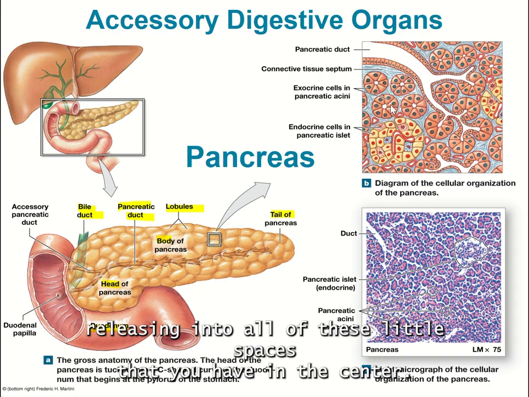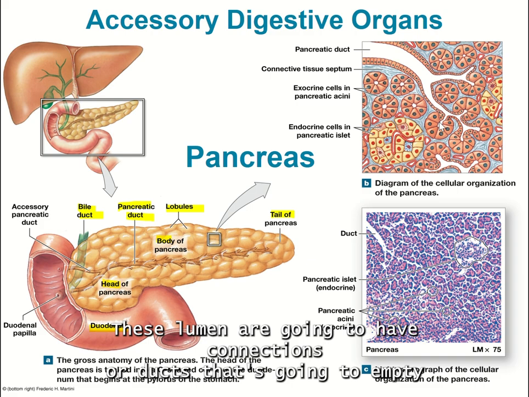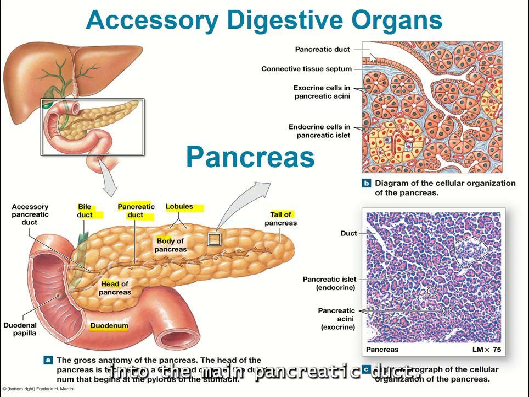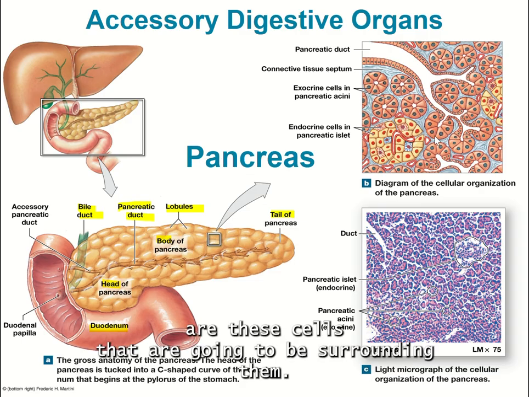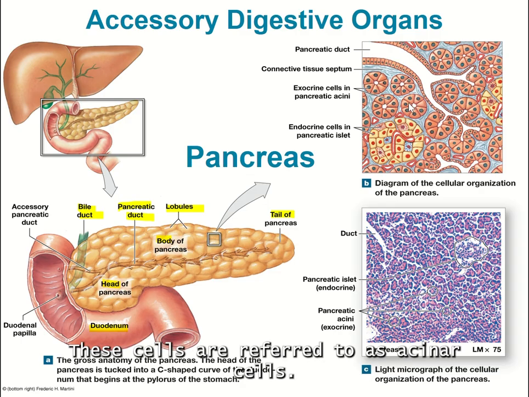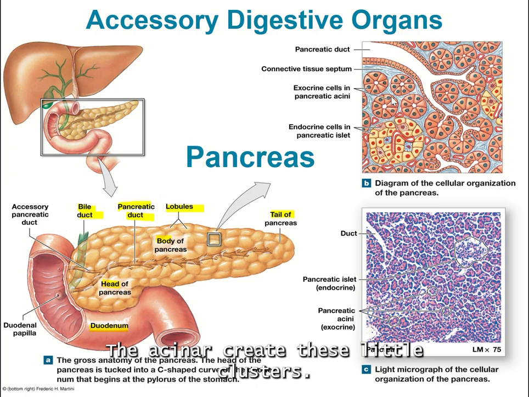All of these little spaces that you have in the center, these lumen, are going to have connections or ducts that are going to empty into the main pancreatic duct. So what we're going to be looking at are these cells that are going to be surrounding them. These cells are referred to as acinar cells. The acinar cells create these little clusters.